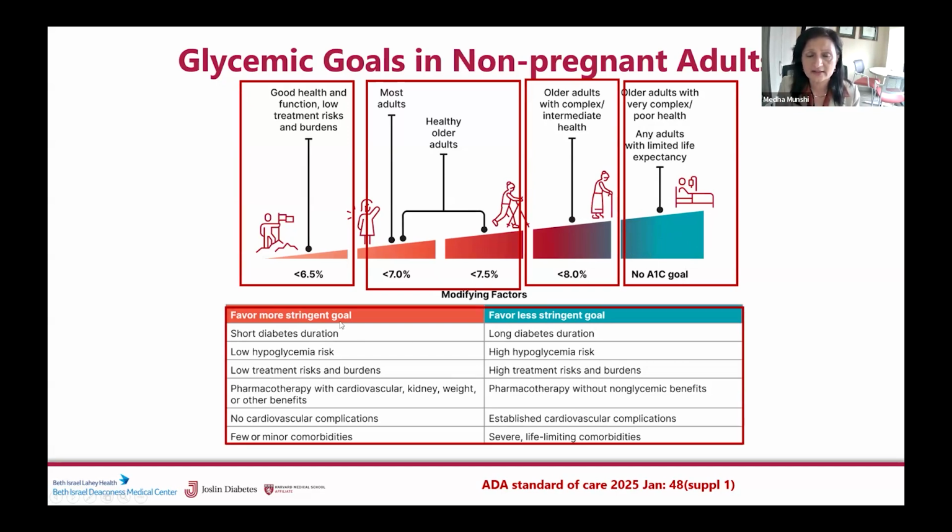And what are the factors that define this? These are the factors that favor a more stringent goal versus a less stringent goal. They include duration of diabetes, hypoglycemia risk, treatment risk and burden such as insulin, whether the pharmacotherapy is needed for something more than glycemic benefits such as cardiovascular, kidney, or weight benefits, whether the patient already has cardiovascular complications, and how many comorbidities they have. So that's really a good broad way of looking at how we should decide on the glycemic goal.